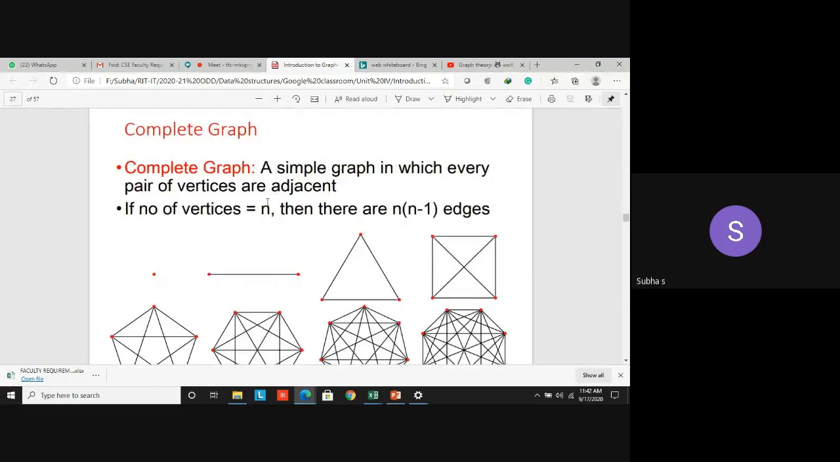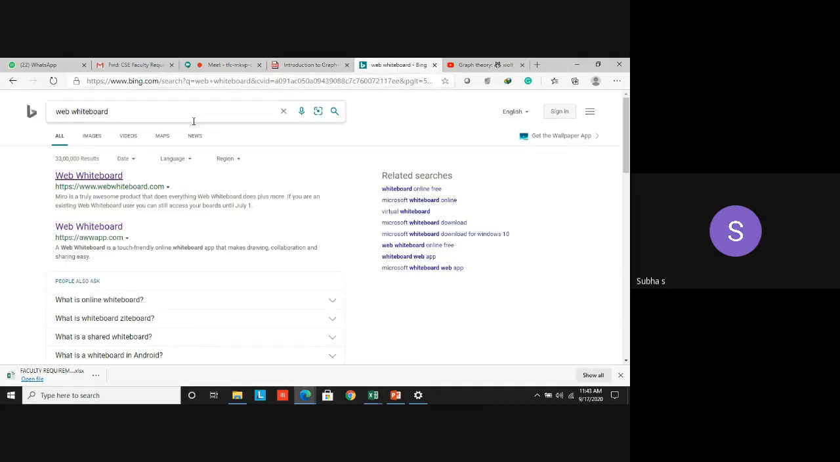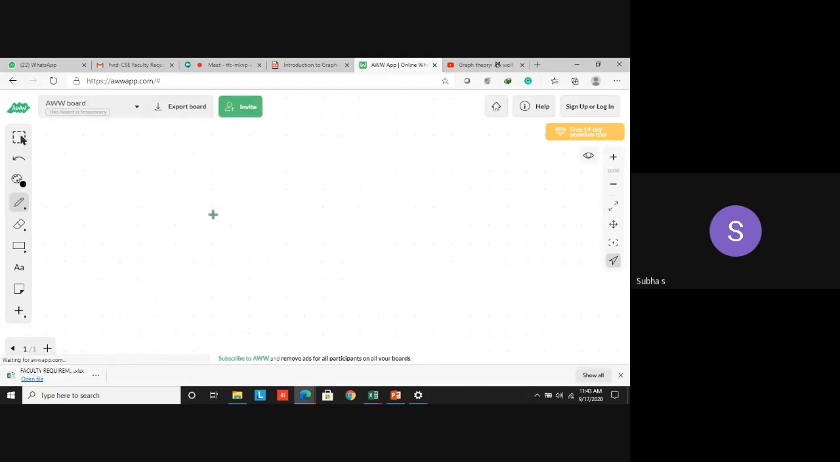Okay. Now let's see complete graph. A complete graph is a simple graph in which every pair of vertices is adjacent. Adjacent, we have seen yesterday. When can two vertices be adjacent? If they are the endpoints of a particular edge. So suppose you have three nodes, all the nodes should be adjacent to each other. Then that graph is called a complete graph.